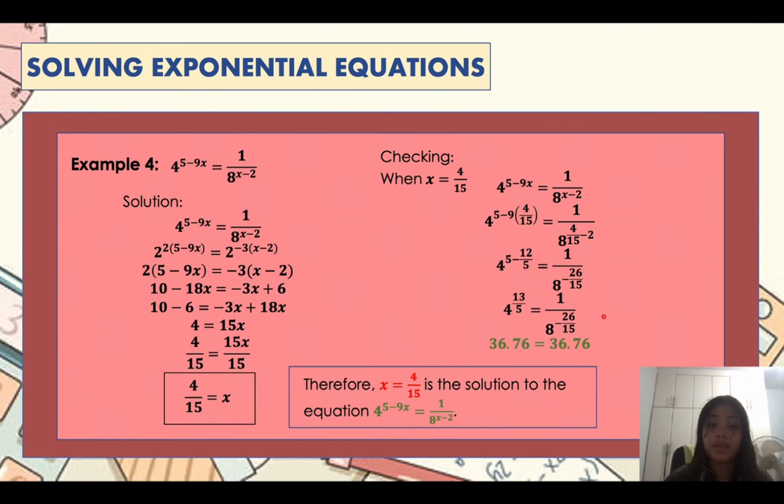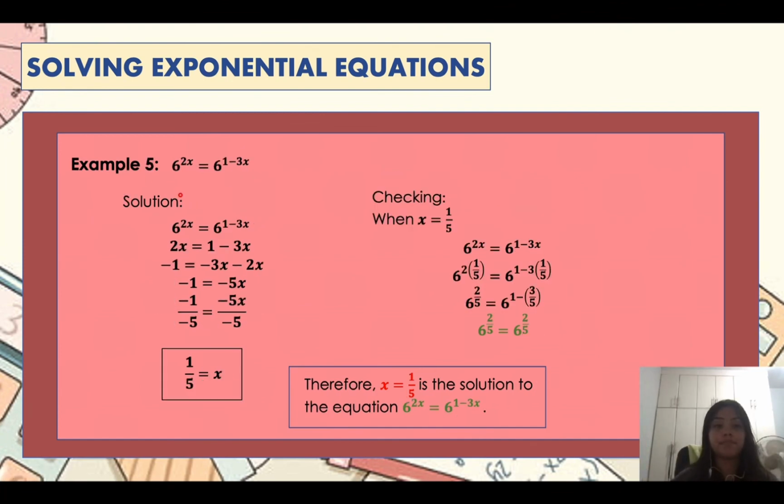Now, if we convert these onto decimals, we will have the same result of 36.76. Therefore, x equals 4 over 15 is the solution to the equation 4 raised to the power of 5 minus 9x equals 1 over 8 raised to the power of x minus 2.